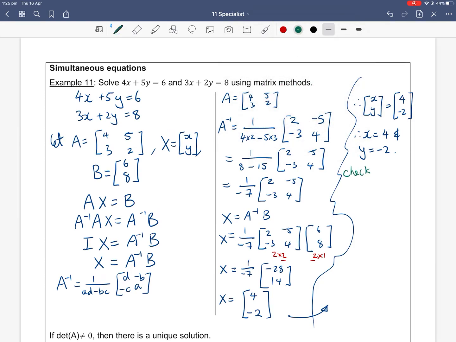On an exam, the easiest way to check your answers is to check via substitution. Let's label these equations 1 and 2, like our original equations. If we sub x equals 4 and y equals negative 2 into 1, we should get 6, and if we sub it into 2, we should get 8 on the right-hand side. So sub x equals 4 and y equals negative 2 into 1. The left-hand side is 4 times 4 plus 5 times negative 2. So what's 16 minus 10? That's 6, which is the right-hand side.